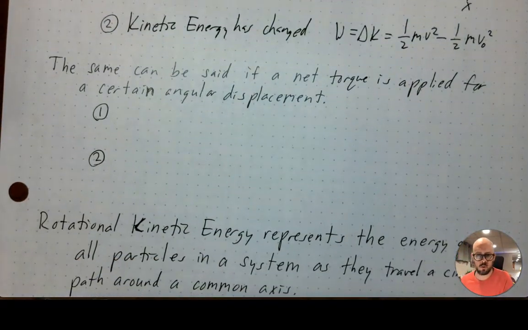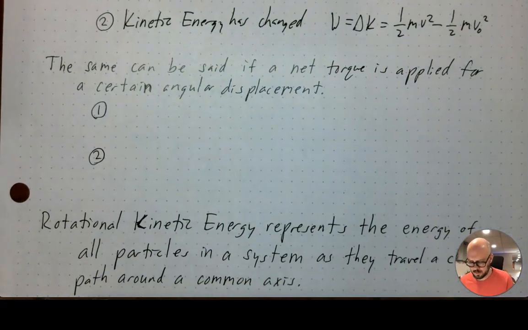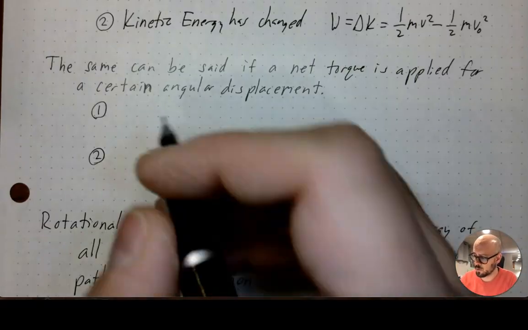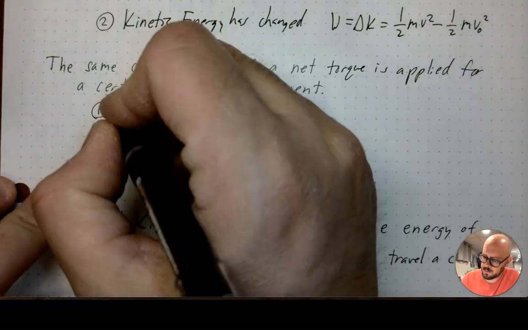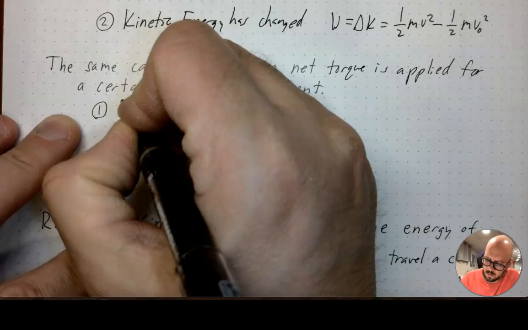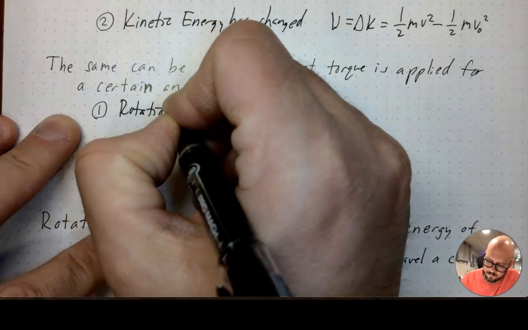Okay. Same thing can be said of rotation. So if a net torque is applied for a certain angular displacement, so imagine I take a bike wheel and I grip it and I turn it a certain amount and then let it go. The torque that I applied times the displacement of the wheel while I was causing the torque is going to also result in work being done. So if the net torque is applied over a certain angular displacement, then we can say that rotational work has been done.